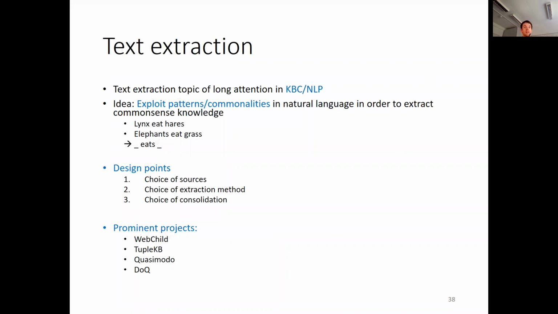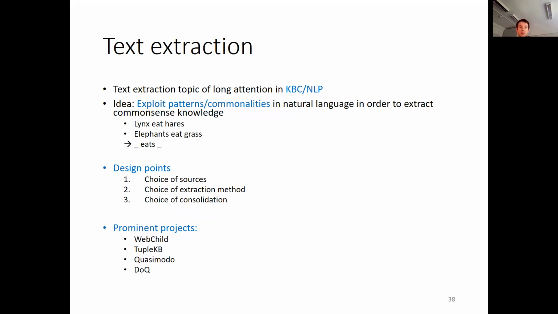So text extraction is a topic of long attention in knowledge-based construction and natural language processing. The fundamental idea is to exploit patterns or commonalities in natural language in order to extract knowledge. If you have a sentence like lynx eat hares and elephants eat grass, what do these sentences have in common? Well, they link a subject with an object that it consumes. So we could derive here the pattern that blank eats blank implies this relationship.